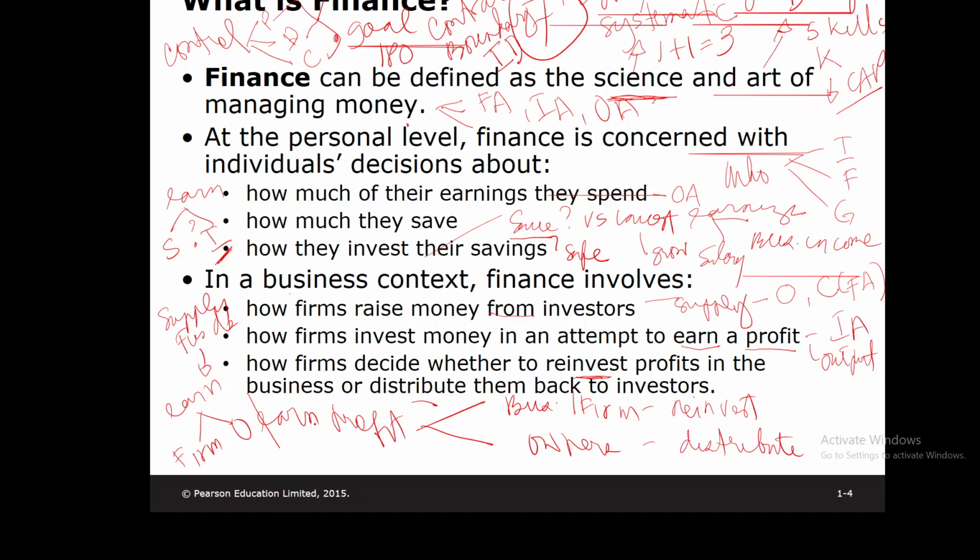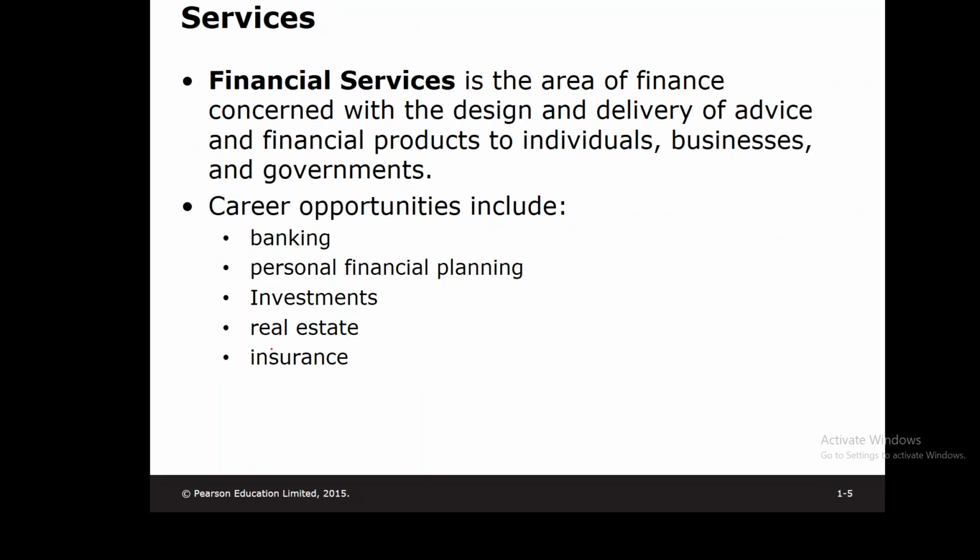So what is the last entity? The government. Take a look. What is the government's concern? Although the financial services are what we are looking at because of the career opportunities, before we go to that, let me look into the role of the government. Slide 1-4 discussed the what, and it discussed the who.